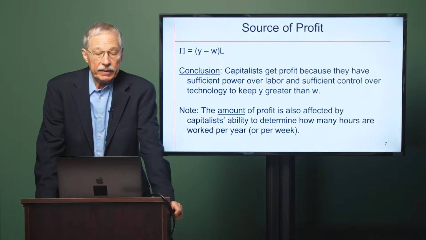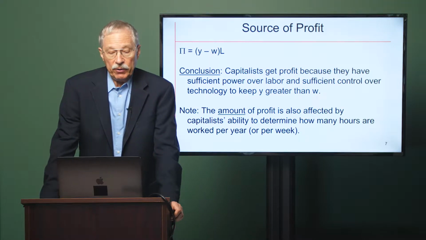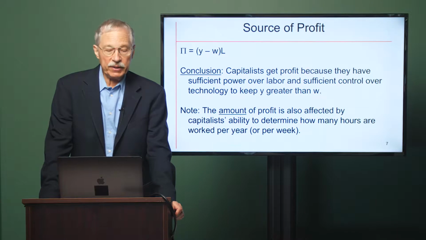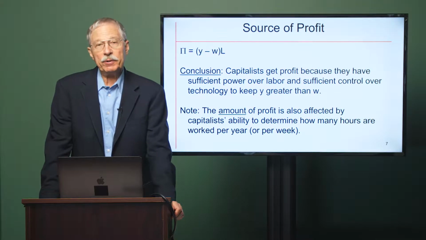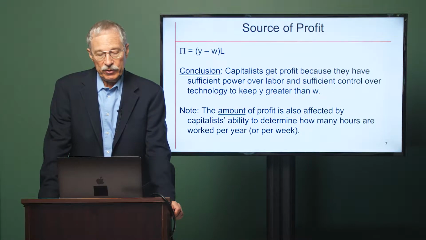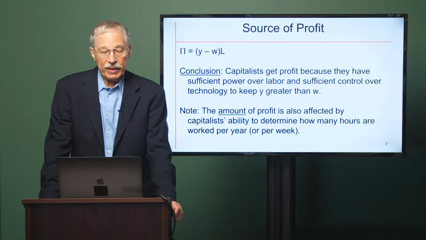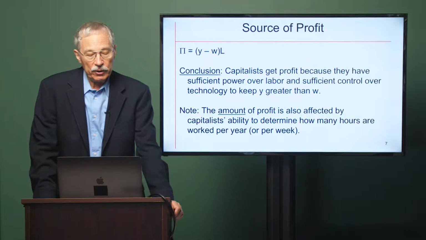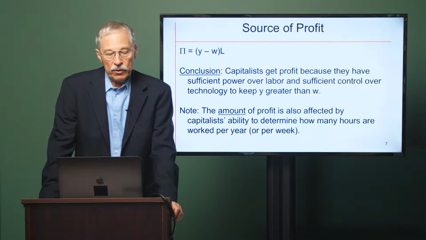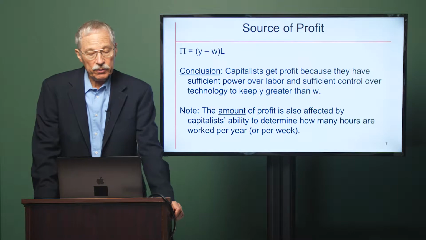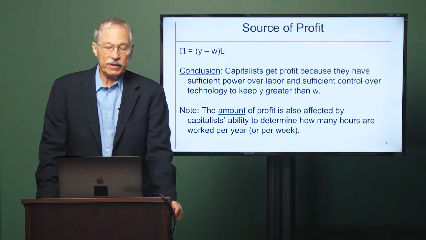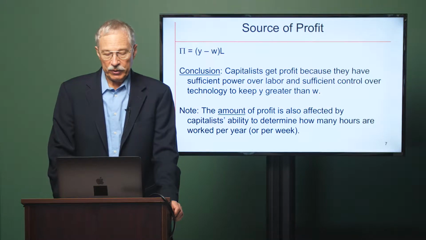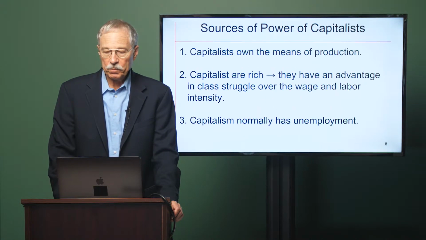So, what can we say? Capitalists get profit because they have sufficient power over labor and sufficient control over technology to keep net output greater than the wage. If the wage goes up, the capitalist can make sure that net output goes up too. Note that the amount of profit is also affected by the capitalist's ability to get the maximum amount of hours worked per week or per year.